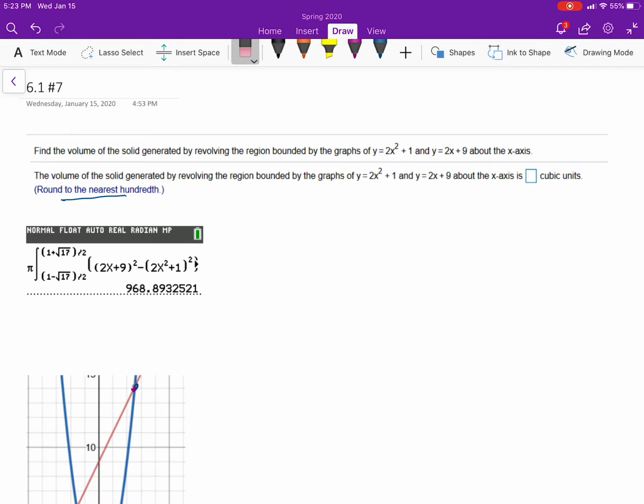Okay, on this problem it says find the volume of a solid generated by revolving the region bounded by the graphs of y equals 2x squared plus 1 and y equals 2x plus 9 about the x-axis. The volume of the solid generated by, and so then we want to go ahead and find that.